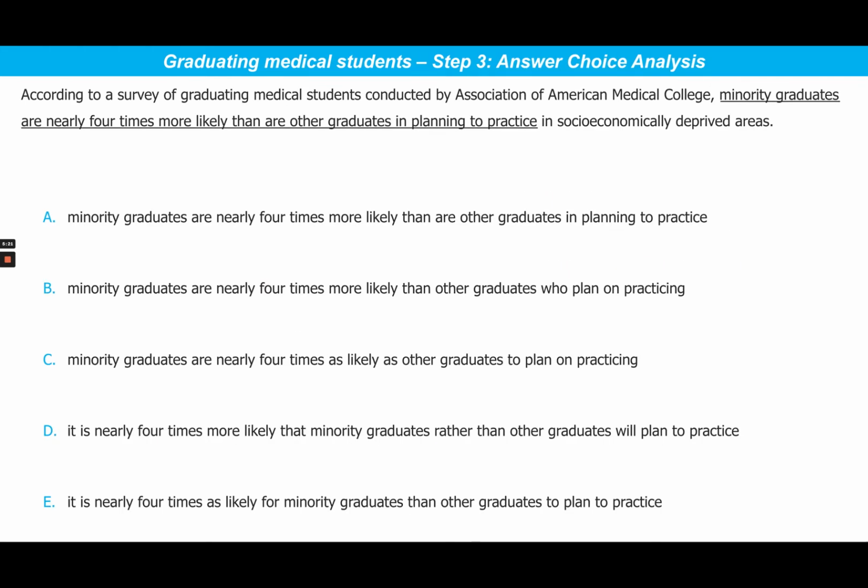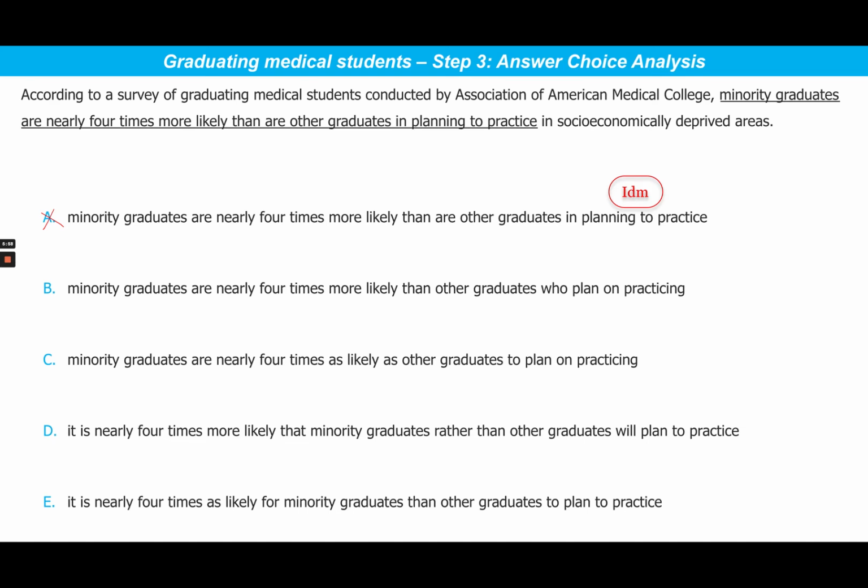Let's now perform the very last step, which is answer choice analysis, through which we will evaluate each and every answer choice and figure out which choice is the correct one. Well, choice A is definitely incorrect, as we have already found out. It has the idiom error with the usage of more likely in planning to practice. It should be more likely to plan on practicing. Choice B says minority graduates are nearly 4 times more likely than other graduates who plan on practicing.